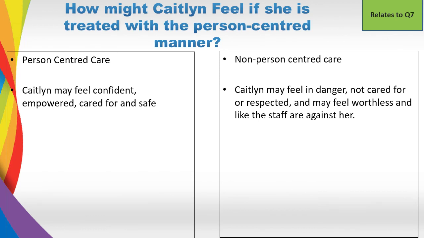So how might Caitlin feel if she is treated in the person-centred manner? If she's treated with person-centred care, she'll feel confident and empowered and cared for and safe. Whereas in non-person-centred care, she might feel that she's in danger, that she's not cared for or respected, or worse, she might feel quite worthless and like staff are just against her. She wouldn't be settled.